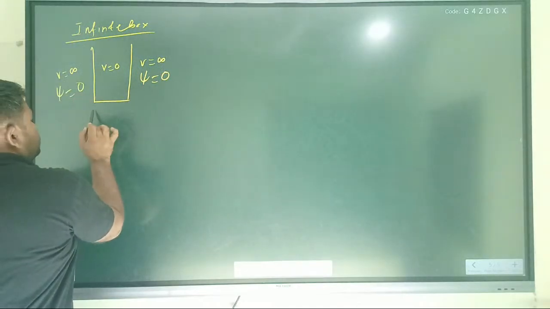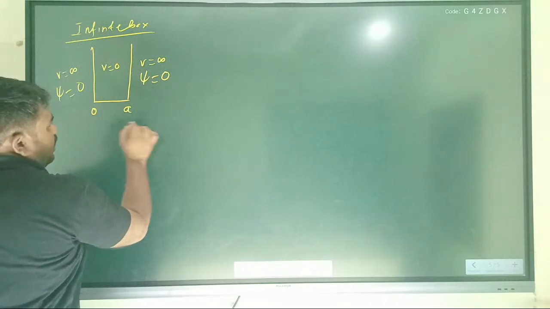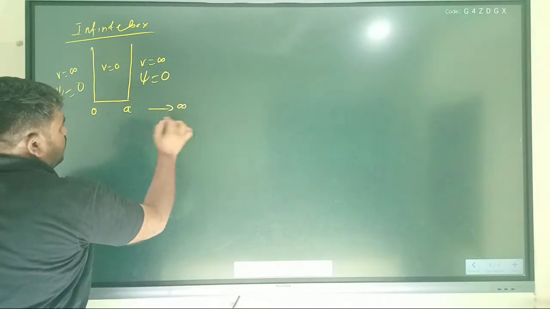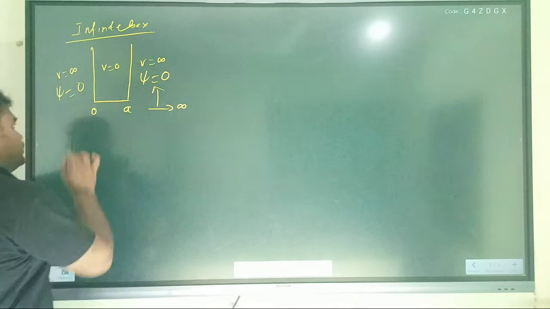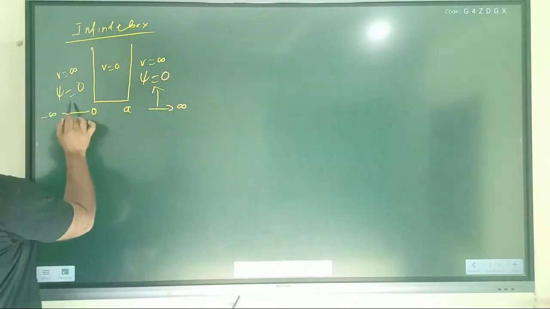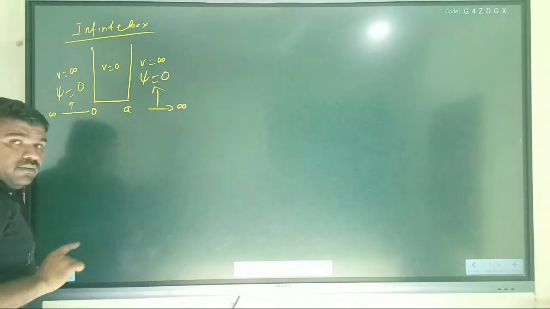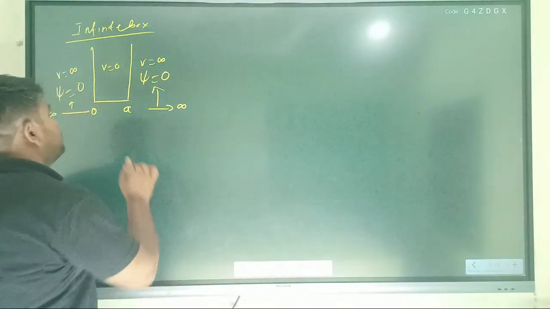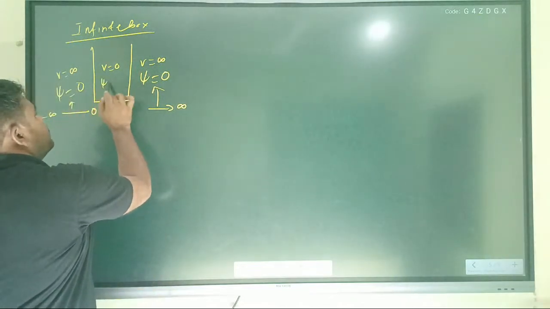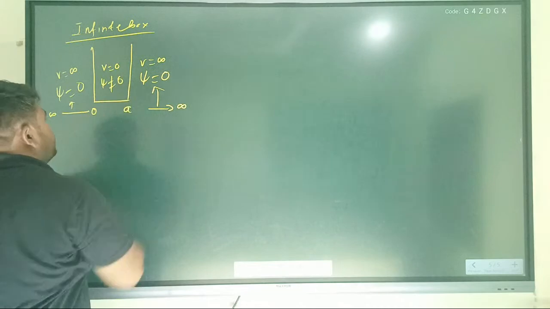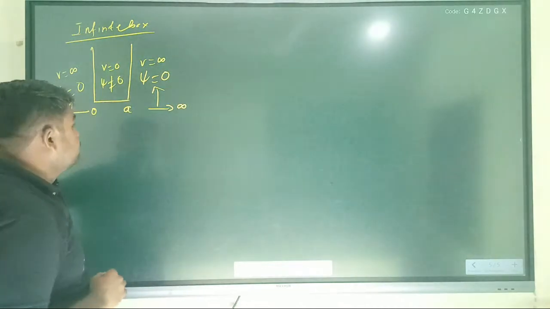Suppose the box width is 0 to a. From a to plus infinity, the wave function is 0. From minus infinity to 0, the wave function is 0. Clear? Whatever particle is present is inside the box only. Here the wave function psi is not equal to 0. Clear? The wave function is not equal to 0.